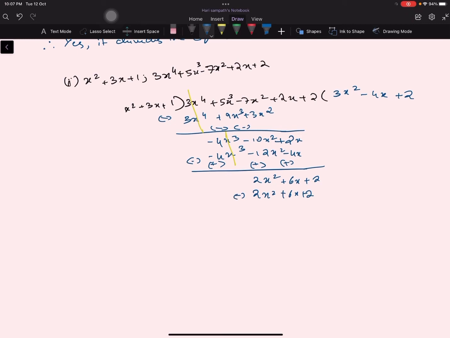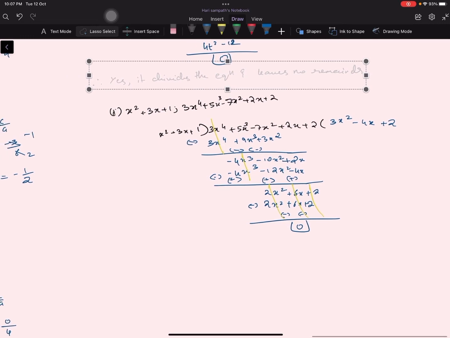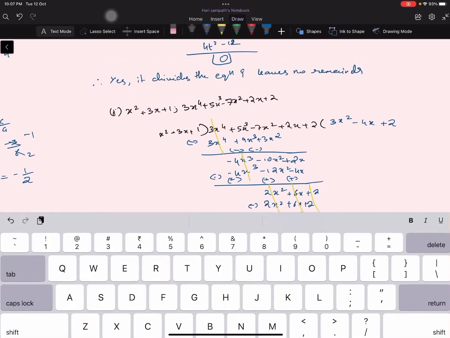I'm going to subtract the equation. This becomes minus, this also becomes minus. All of them cancel each other out, and what we get is 0. So the same thing goes over here. Yes, it divides the equation and leaves no remainder. So let's go to the third one.